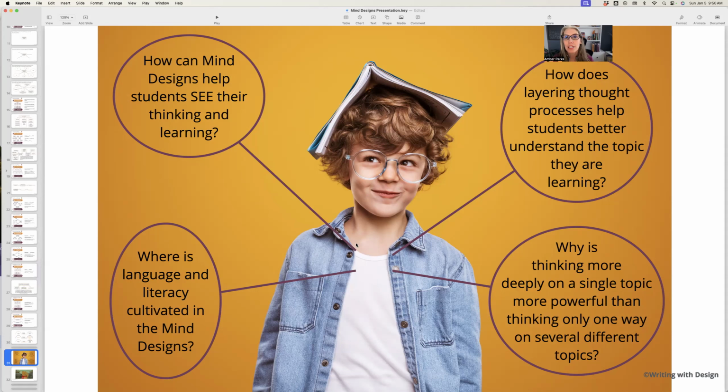Use them in any content that you are reading or studying with discussions, as you're wanting to comprehend text, as you're wanting to plan a piece of writing. These designs are something that we hope you will use day in and day out, multiple times. Anytime students are learning, they should be making Mind Designs.